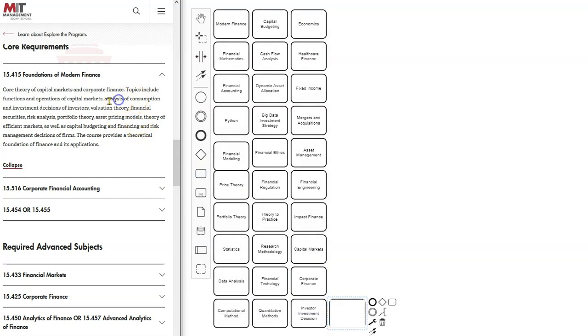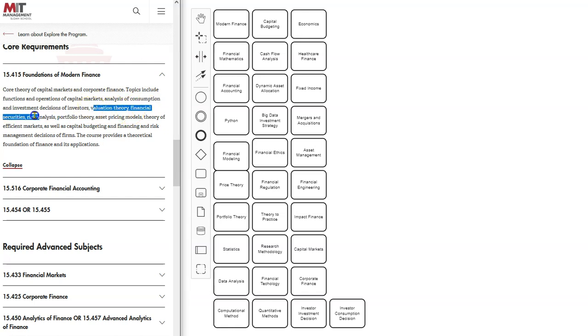And then consumption, analysis of consumption decisions. So there's an investment decision and a consumption decision. So we'll do investor consumption decision. And analysis can be used for all this stuff. Okay.